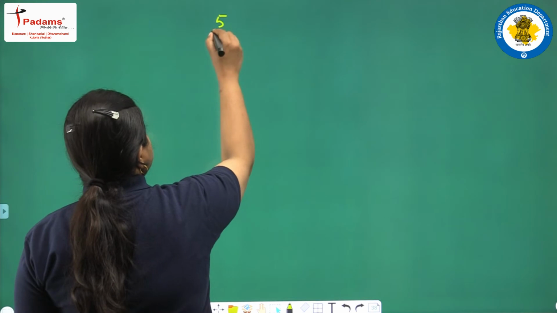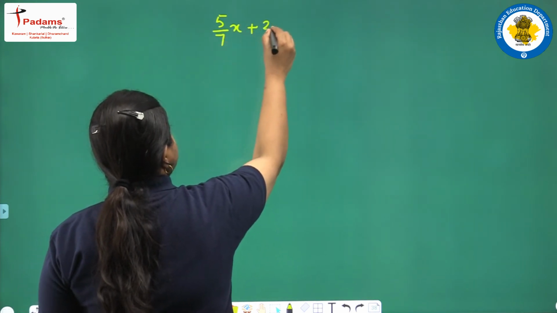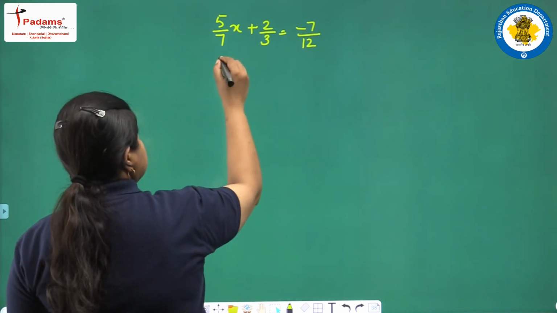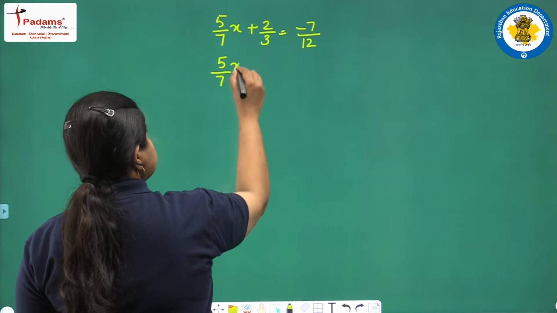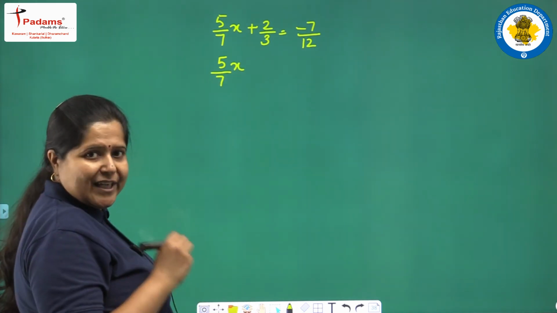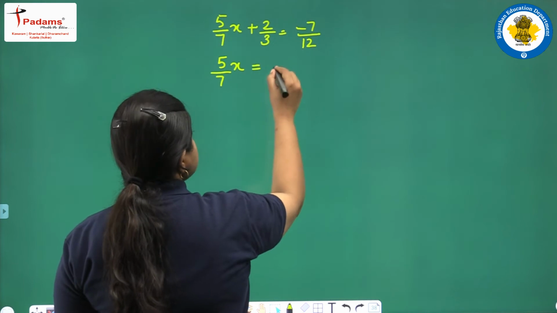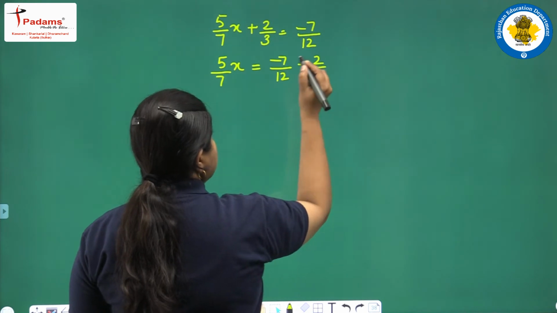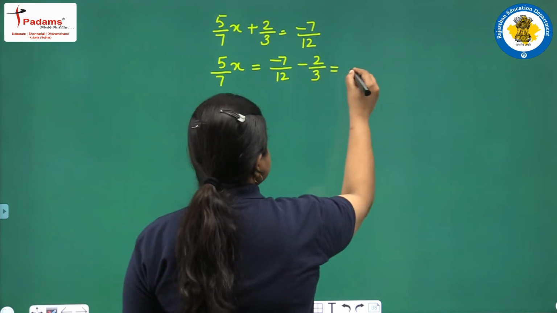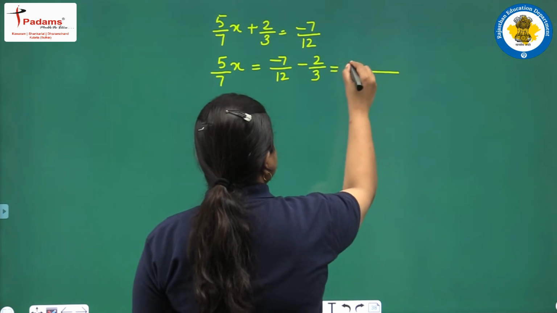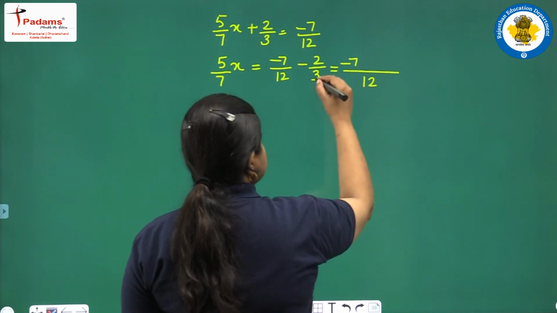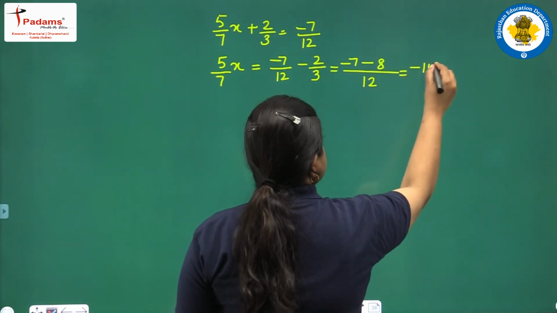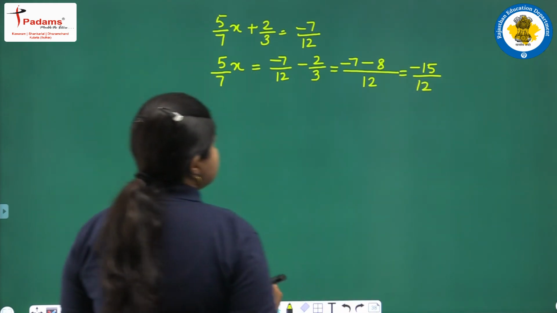We are having 5 by 7x plus 2 by 3 equal to minus 7 by 12. Here 5 by 7x will remain on the LHS because it is the term involving the variable, and this 2 by 3 will be taken to the RHS. It will become a negative number. Now we will solve this. You can see the LCM will come out to be 12, minus 7, and here 3 4s are 12, so 2 4s are 8. Minus 7 and minus 8 will give us minus 15 upon 12.